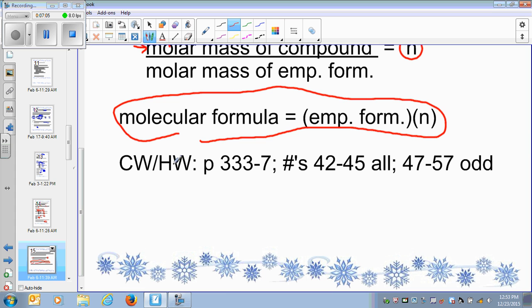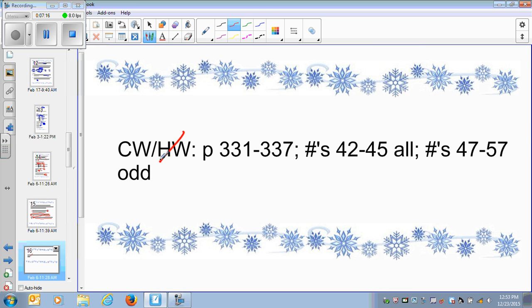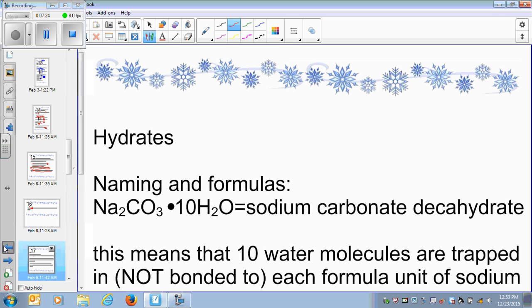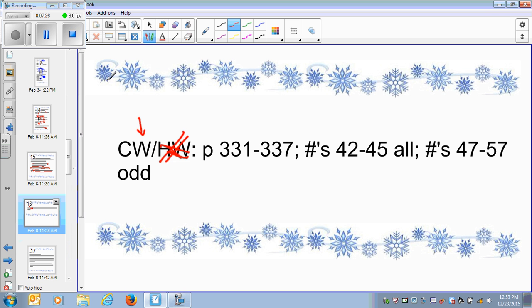This is not homework. It's classwork. We will do all of this in class as classwork, and that's where we will learn this together or practice it together. There is no homework. It's only classwork. So that's all on empirical and molecular formulas.